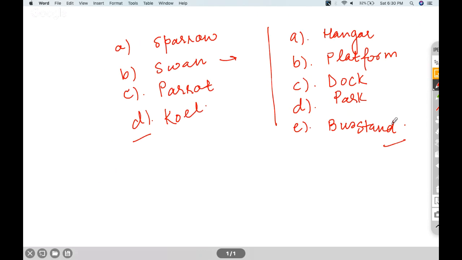Platform is a wrong answer. Okay, let me see what you guys are answering. Hunger is a wrong answer. If you look at hangar, platform, dock, bus stand, all these four places are some kind of transport medium. Hangar is used to park aeroplanes, platform is used to park trains, dock is for ships, and bus stand is for buses. So park is the only place which is not used for any transport medium. Hence, the answer over here is park. So the odd one out is park.